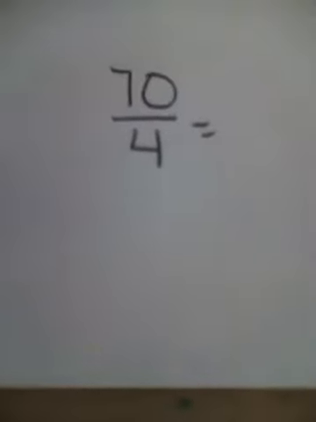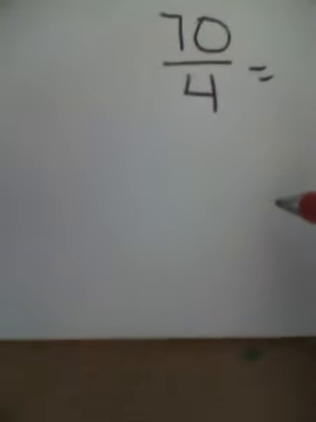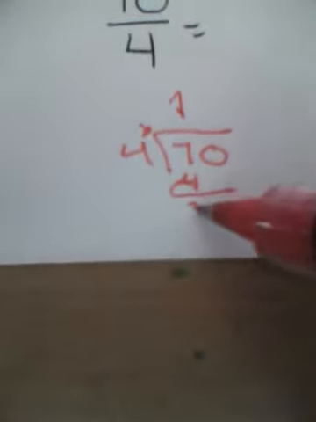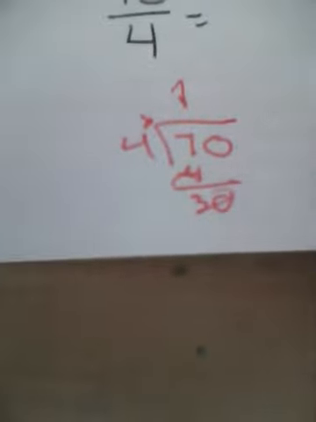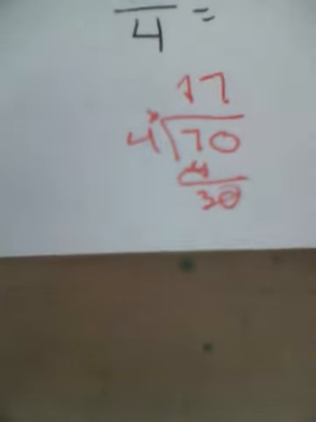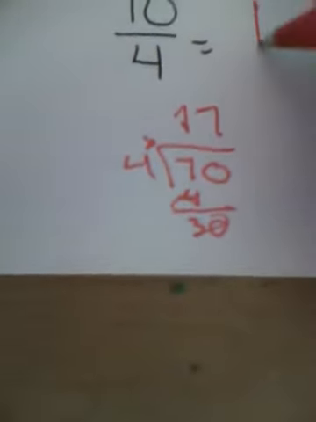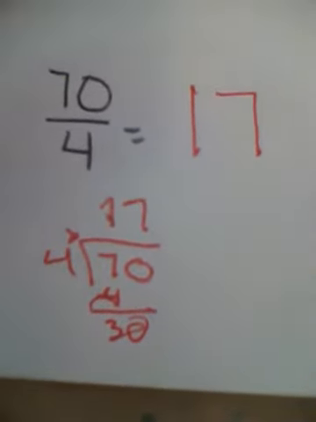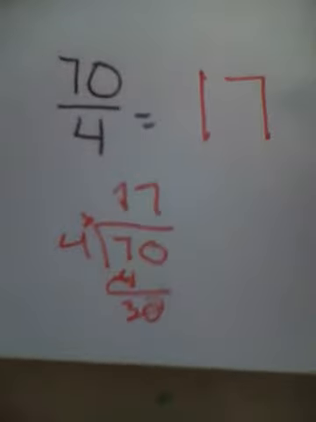Last example. 70 divided by 40, or 70/40. I don't really know how many times 40 goes into 70. I'm just going to write it down here. I'll write it like a division problem, which it actually is. 4 goes into 7 once. 1 times 4 is 4. I subtract, that's 30. 7 times what gives me close to 30? That is 17. Okay, so now I know that 4 goes into 70 17 times.